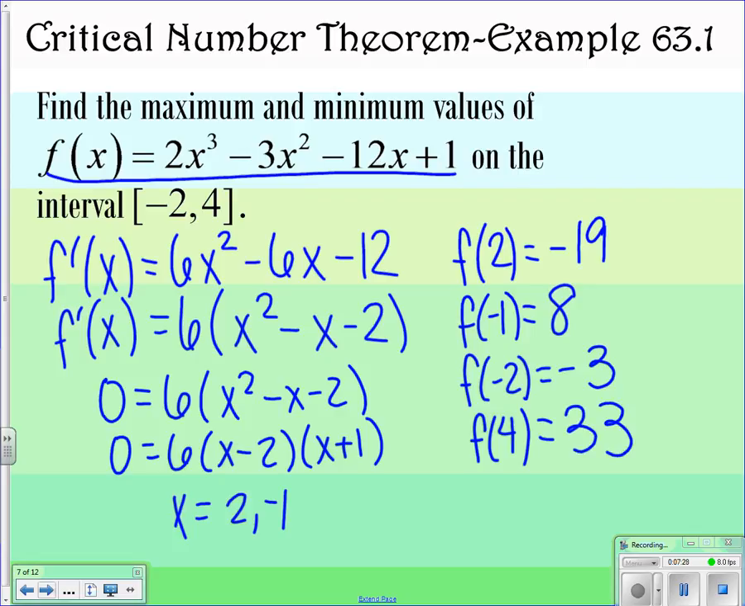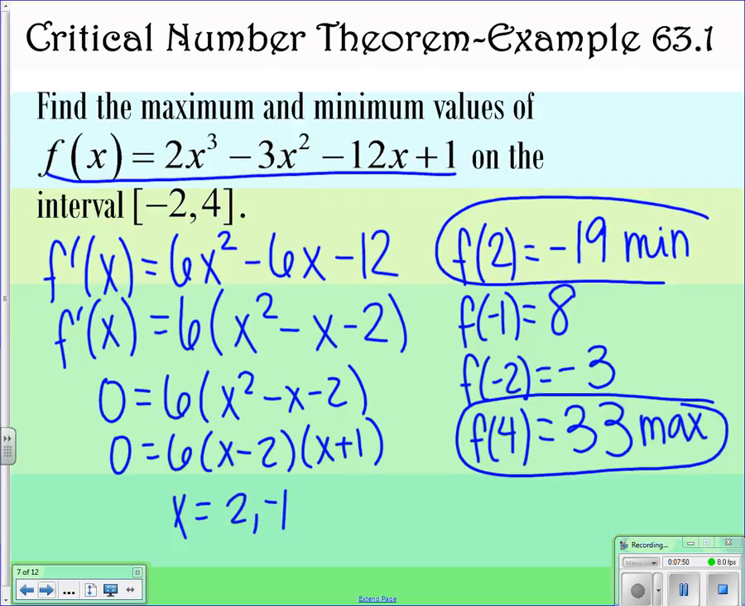So the way that you determine if you have a max or a min, you look at the y values. The smallest one is your minimum, the largest one is your maximum. So the smallest one of these is negative 19, so this is our minimum, and the largest one is 33, so that's our max. So those are your max and your mins. On these, you're not going to have multiple max and mins. You're usually just going to have one max and one min, unless you had the same exact y value for some of your functions.